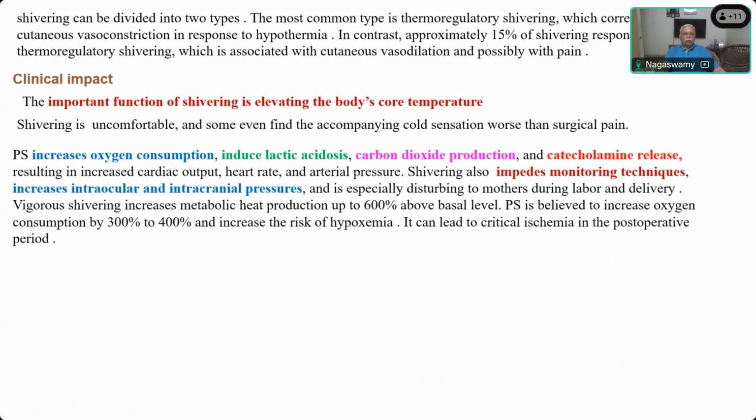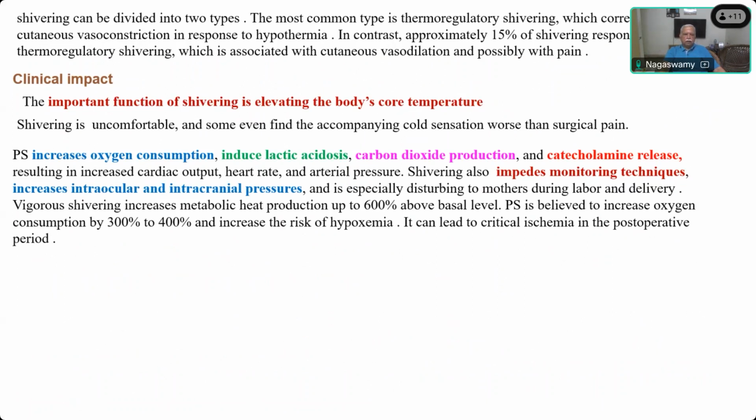Post-anesthetic shivering increases oxygen consumption. It also causes lactic acidosis, carbon dioxide production, and catecholamine release. These are the four important changes that happen. It increases oxygen consumption, produces lactic acidosis, increases carbon dioxide production and catecholamine, resulting in increased cardiac output, heart rate and arterial pressure. It also impedes monitoring techniques. It disturbs especially the ECG, which will go haywire. If all the skeletal muscles in the chest and the abdomen start shivering and contracting, your ECG recording will not be normal.